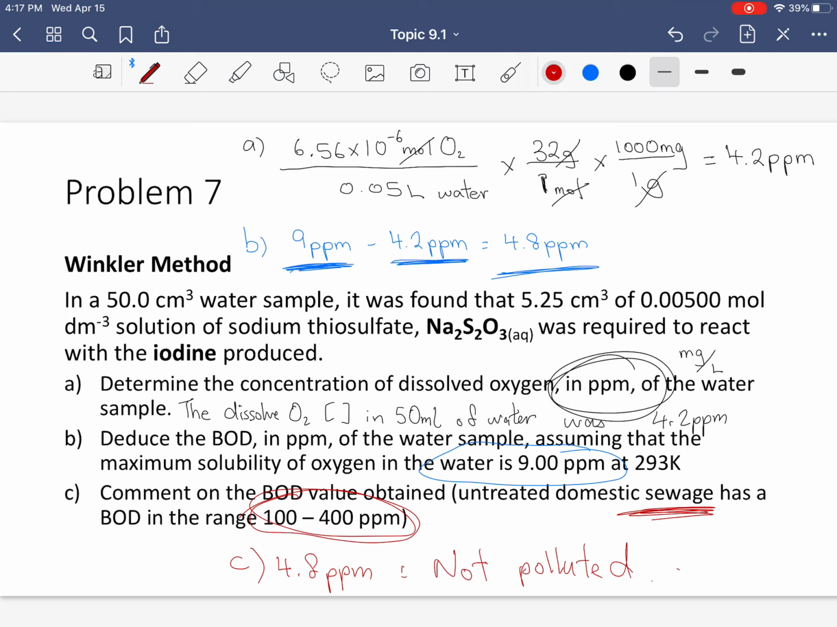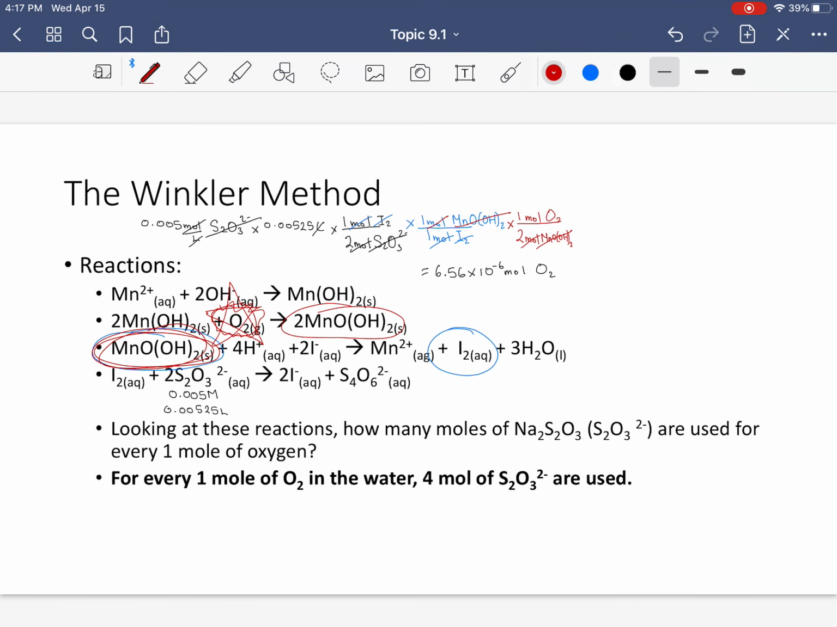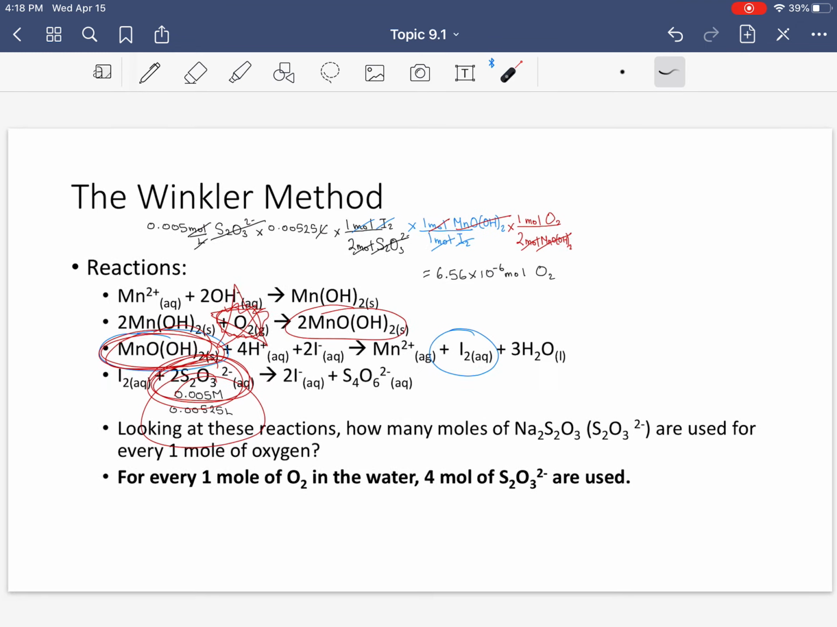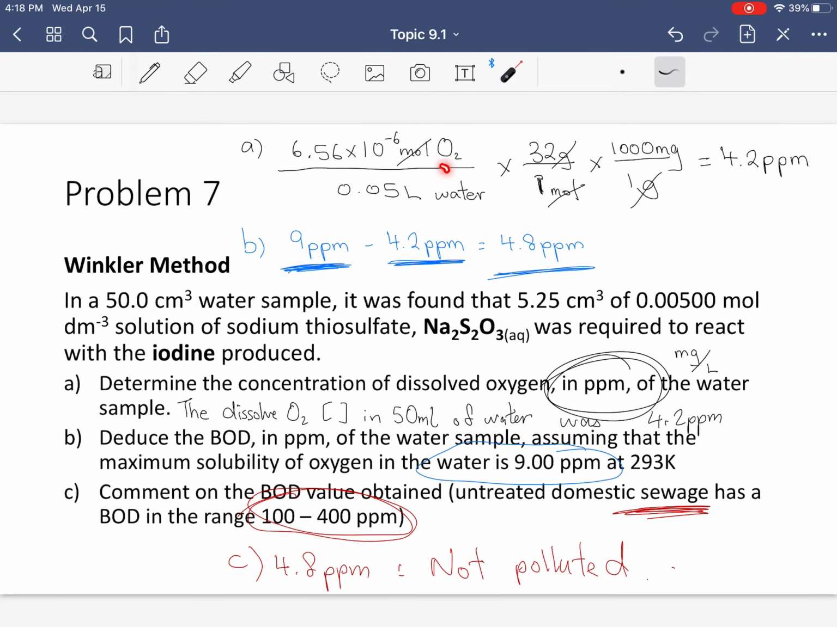All right, so that is the Winkler method. That's exactly how you would do one of these questions through redox titration. So I was really trying to find out what the mole of this is. If you find the mole of this, think about it. If you have the mole of that, just divide it by 4. And you will get the mole of this. With the mole of that, divide that by the sample of water that you use. You'll get molarity. Change that to ppm, which is the standard for BOD. And you'll find out how much dissolved oxygen is in your sample of water.